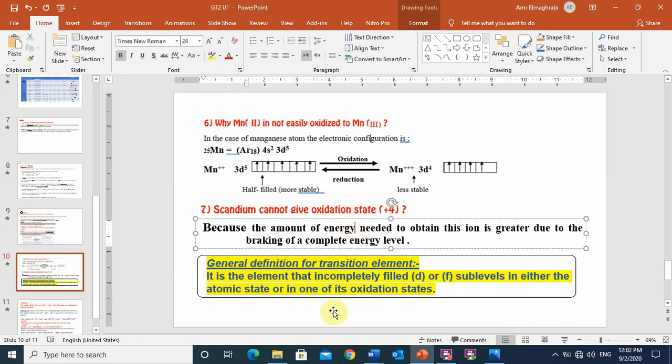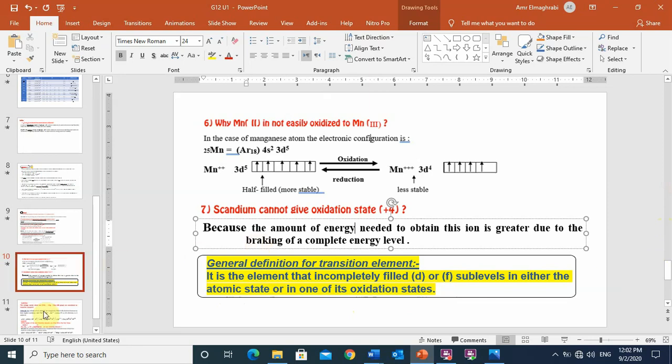As we see in this definition, any transition element must have the D or F incomplete. We cannot have a transition element with a complete D orbital or F orbital. So we cannot have a transition element that has D10 or F14, in one of the two cases, in the atomic state or the oxidation state, meaning a normal state or positive state.